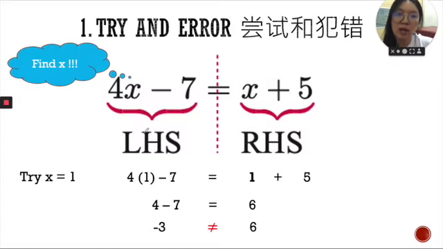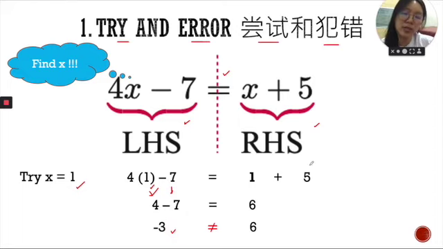First, try and error, 尝试和犯错. For example, I have 4x minus 7 equals to x plus 5. It has to be a true equation, that means the left and the right hand side has to be the same value. So try and error. So try for the first time. Let's try to put x equals to 1 inside the left hand side. So x equals to 1, bracket, minus 7. So 4 times 1 is 4, minus 7, you copy down. 4 minus 7, I have negative 3.